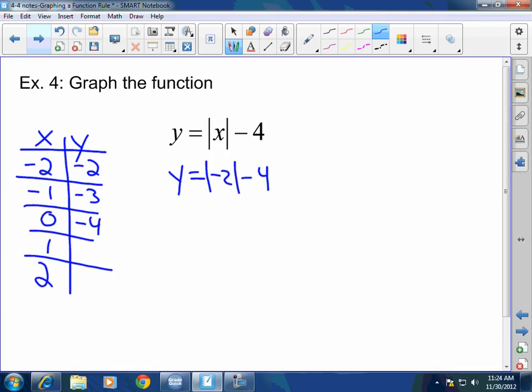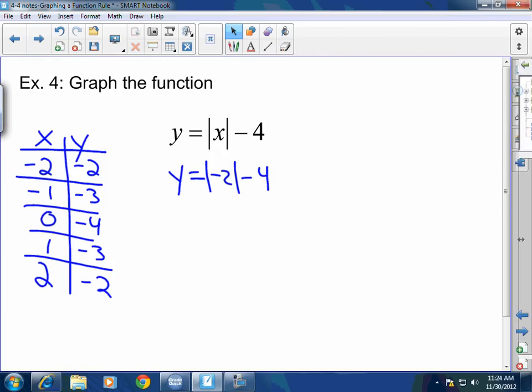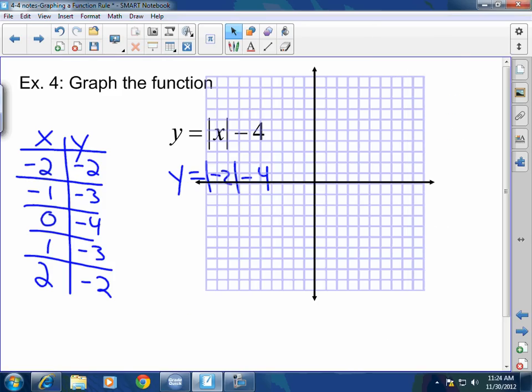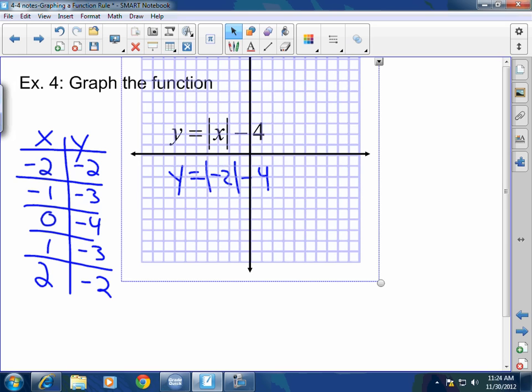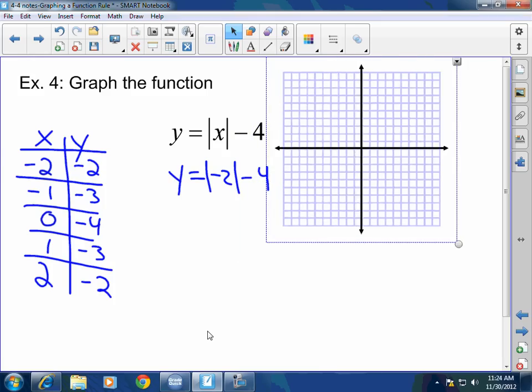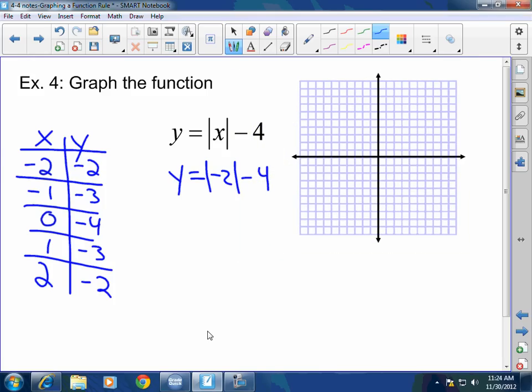When x is 1, what's the absolute value of 1? Minus 4. When x is 2, what's the absolute value of 2? 2 minus 4? Negative 2. All right. Negative 2, negative 2. Negative 1, negative 3. 0, negative 4. 1, negative 3. 2, negative 2. Do I have my V shape?